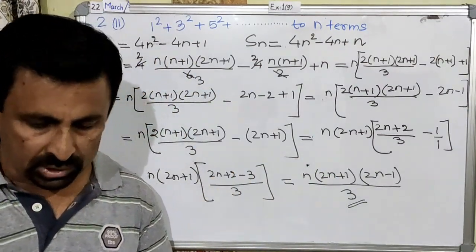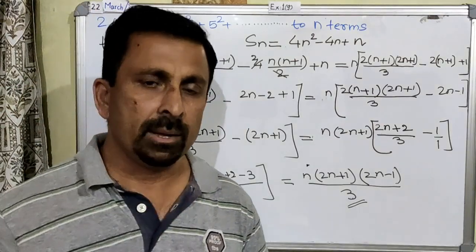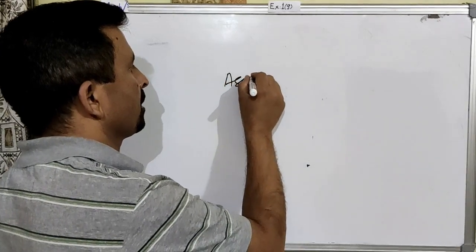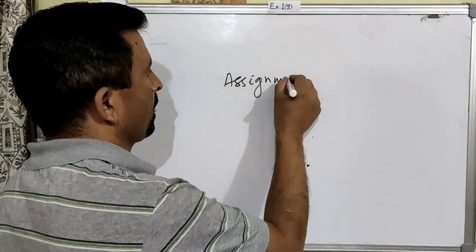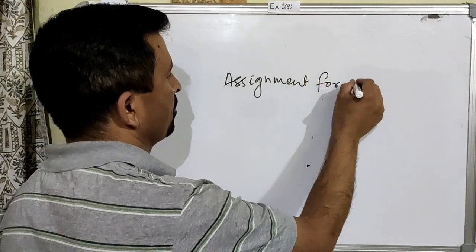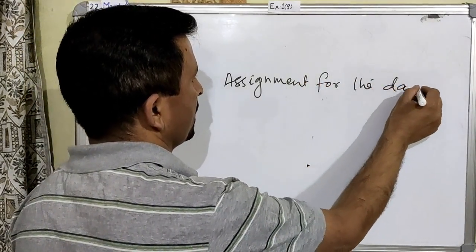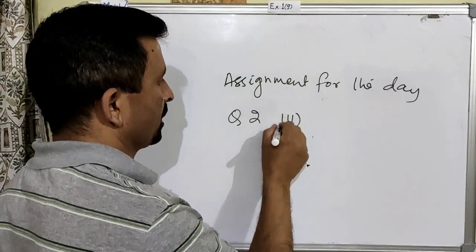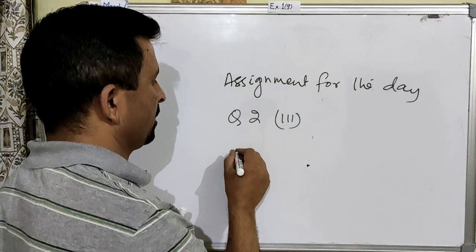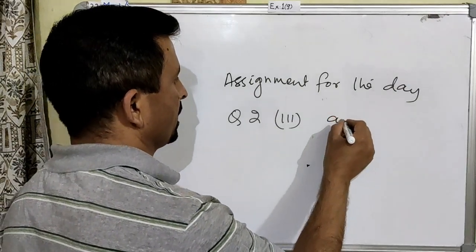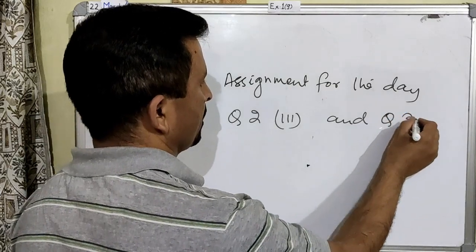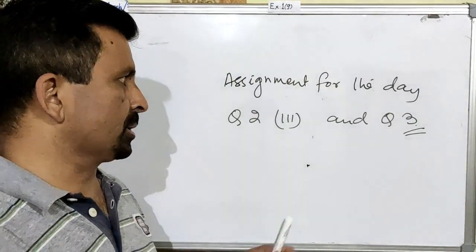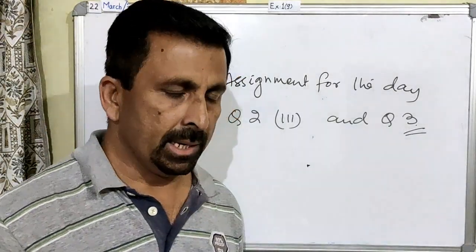There is one question in question number 2, that is Roman number 3, and that will be your assignment. This is the assignment for the day: question number 2, Roman number 3, and question number 3. These two are assignment.